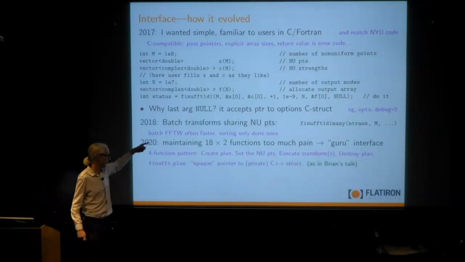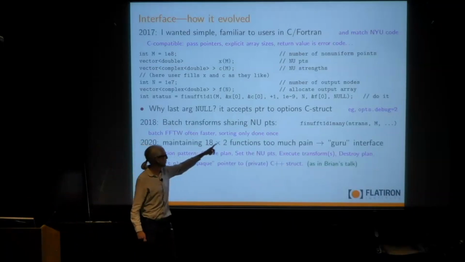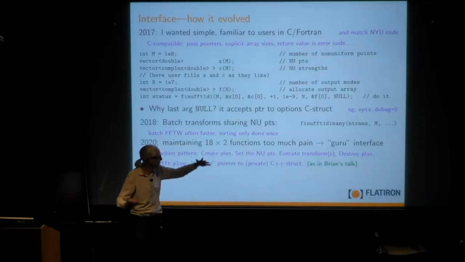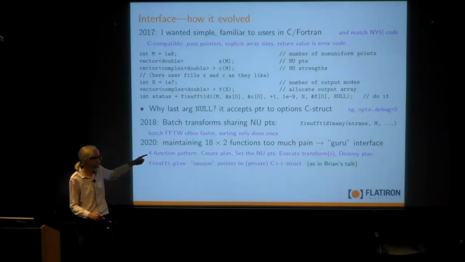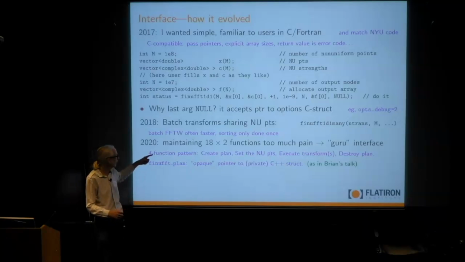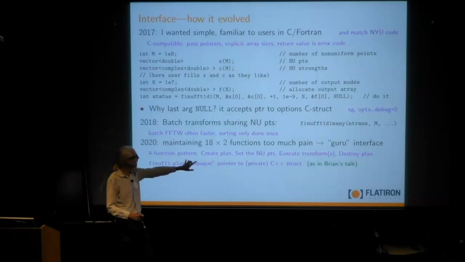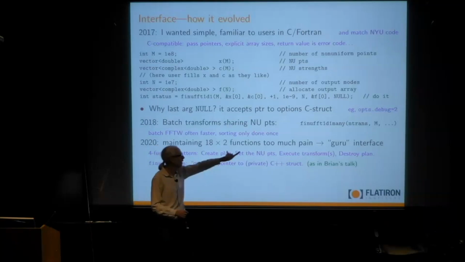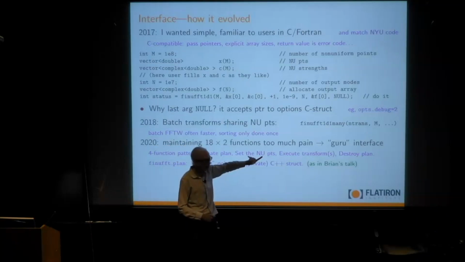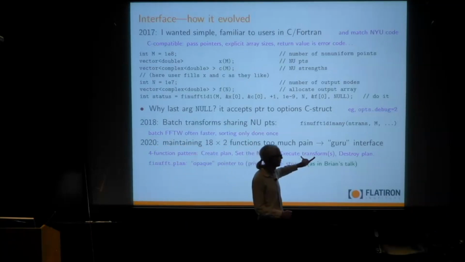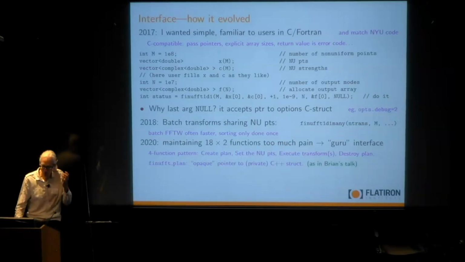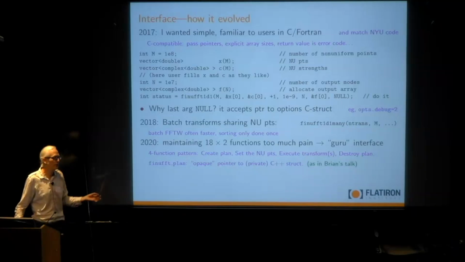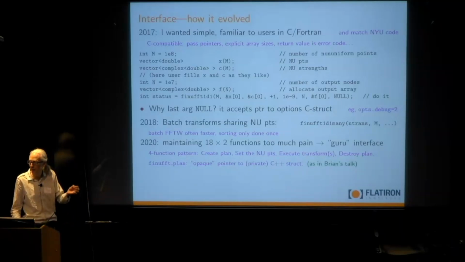Okay, 2020, it's getting pretty painful. Remember, we had 18 functions. Now we've got the many versions of them. So that's like 36 functions. This is just too painful to maintain. So this led to the idea of a guru interface, which we did in 2020, built on Andrea Meleo's internship. Basically, and this is a common pattern, you create a plan, you set up the non-uniform points in this case, you execute one or more transforms, and then you destroy the plan. Ironically, this was exactly the kind of complexity I was trying to get away from with the German NFFT3 code. But it's better in the end.